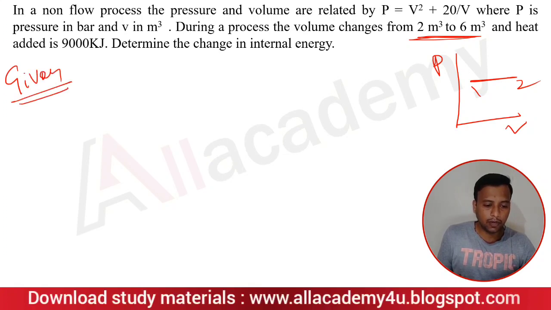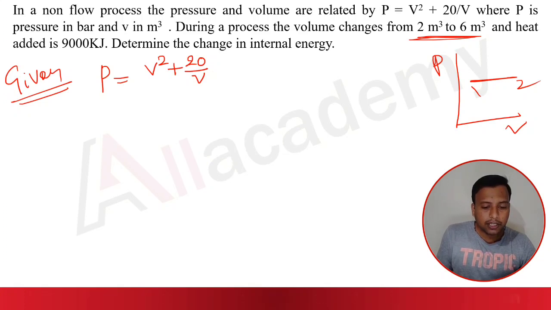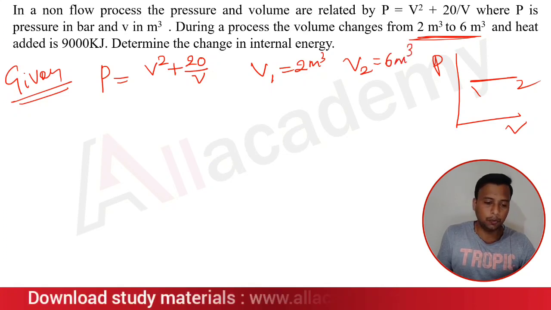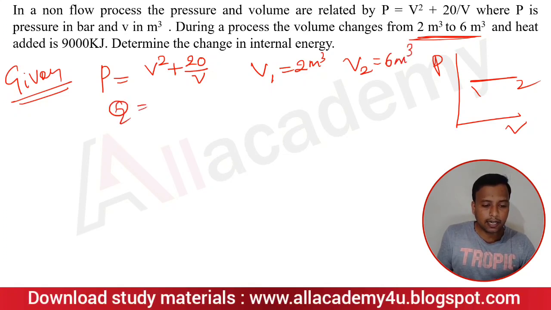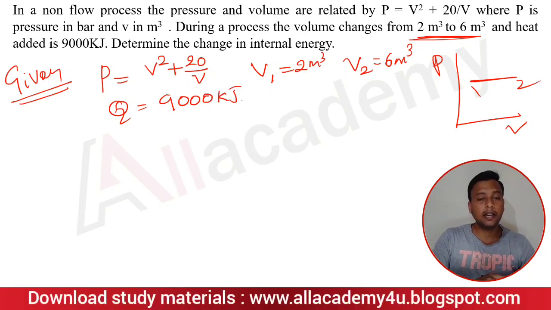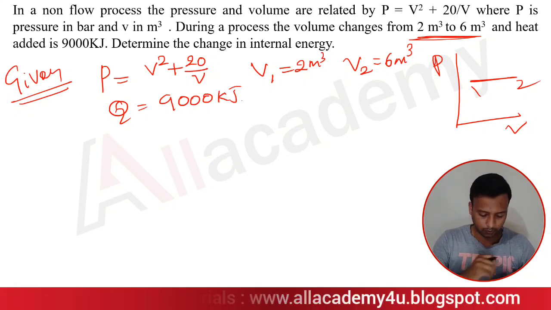What are the given values? P is given in relation to V, that is V square plus 20 by V. Now what is the change in the volume? It changes from 2 meter cube, that is V1, to 6 meter cube. Then what is the amount of heat added? That is 9000 kilojoules. It is added as 9000 kilojoules.